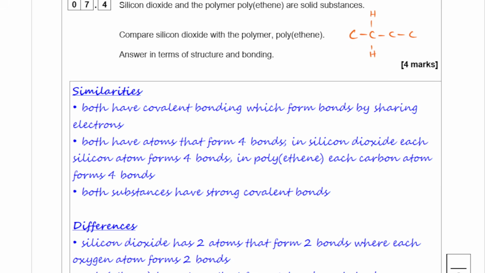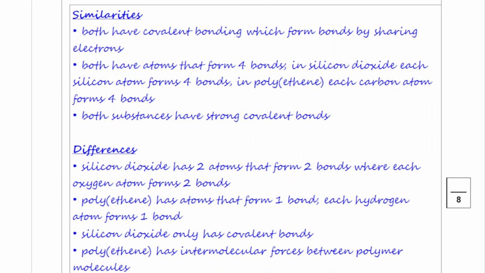I've separated out similarities and differences because they're asking us to compare. Both have covalent bonding, which form bonds by sharing electrons. Both have atoms that form 4 bonds. In silicon dioxide, each silicon atom forms 4 bonds. In polythene, each carbon atom forms 4 bonds. Both substances have strong covalent bonds.